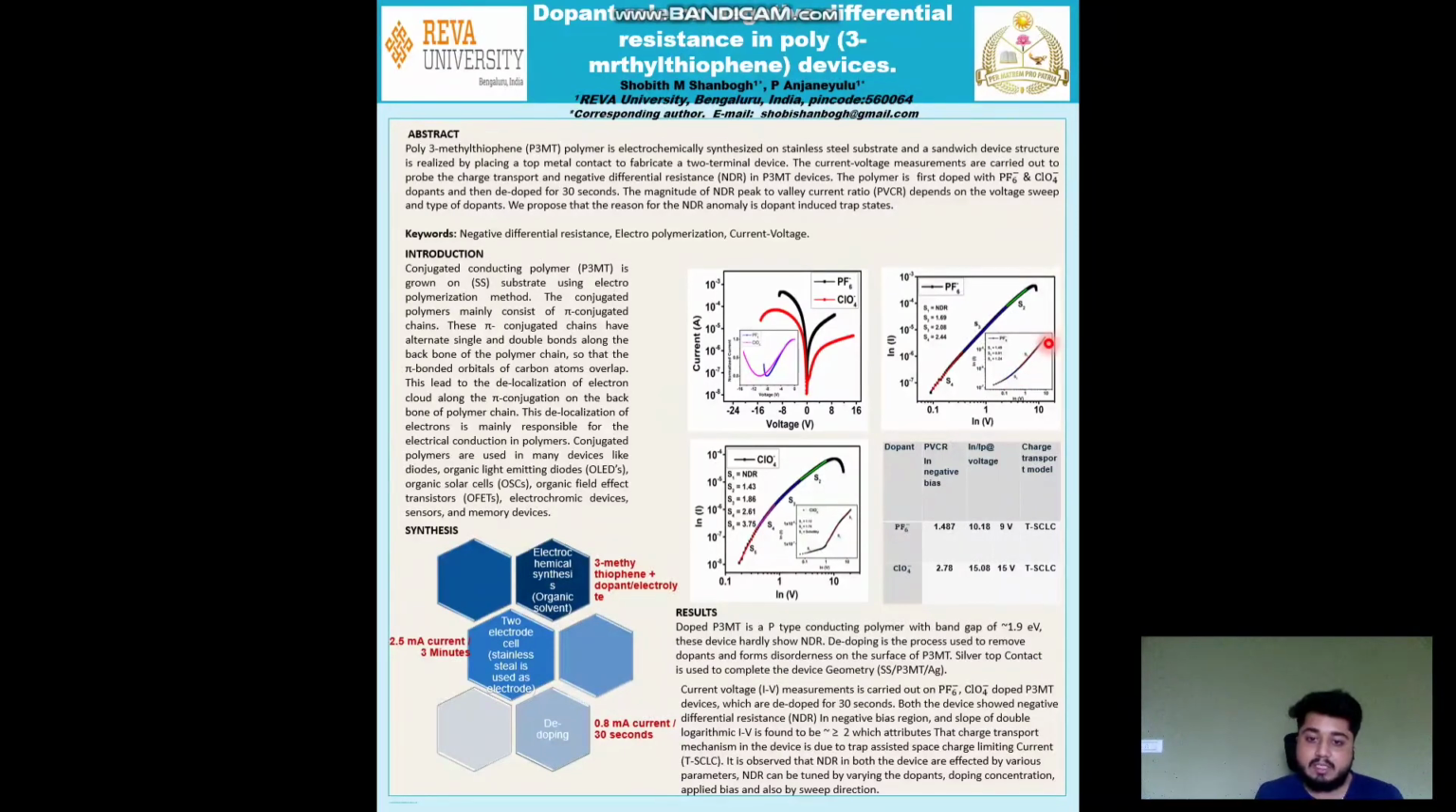and that also shows SCLC or trap assisted SCLC at higher applied bias, but at lower applied bias, it shows Schottky emission, and that is because it has some voltage barrier. It has some barrier, and by applying some voltage, the barrier decreases, and that is observed at lower applied bias.